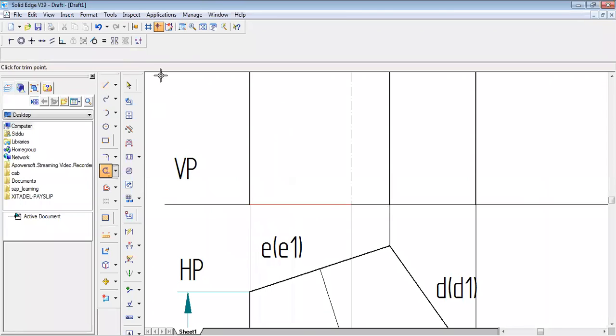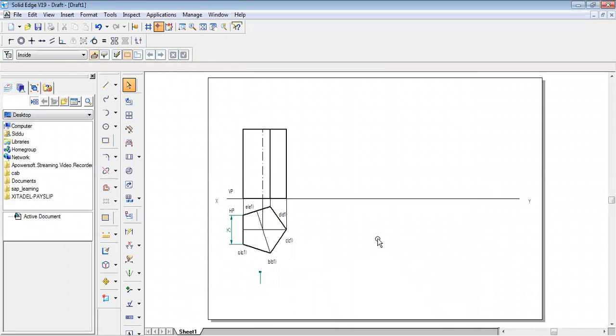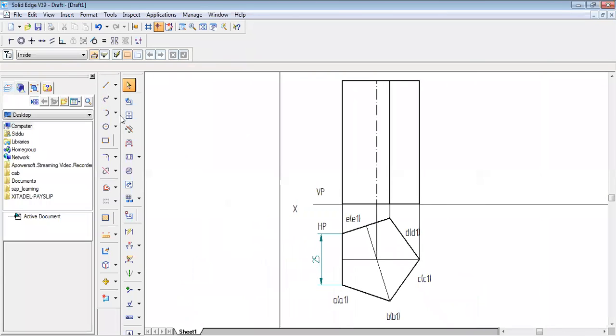So this is your point. Now the base, which is supposed to be made visible. For that, you just go for the split command. Okay. So now this also we'll make visible with the help of the split command. This is done, friends. Okay. So the first position with respect to the horizontal plane, the top view and front view, is done. Now we are supposed to name it for the front view.